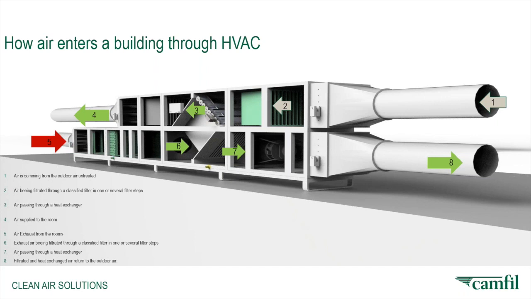At arrow 3, the air is passing through a heat exchanger. At arrow 4, the air is supplied within the production hall or the room. Arrow 5, we're speaking about exhaust air from the room, so from the production halls or from within the whole production process. Arrow 6, the exhaust air is being filtered through a classified air filter in one of several filter steps. 7, passing through the heat exchanger. And 8, heat exchanger air returning outdoors or being recirculated.